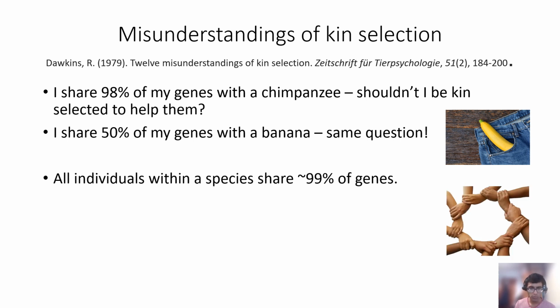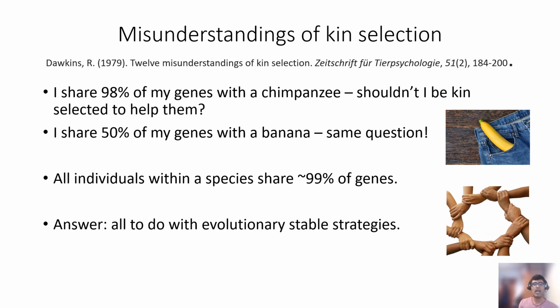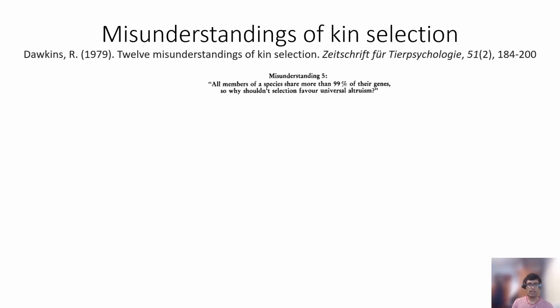And in general, all individuals within a species share way more than 99% of genes. So what is this relatedness term that can be a half or an eighth between siblings and cousins when all individuals within a species share 99% of genes? And the answer to all of this is that it's all to do with evolutionarily stable strategies, as we're going to go through now.